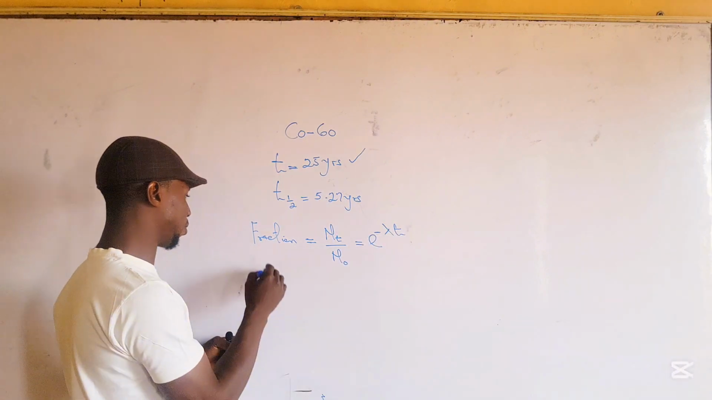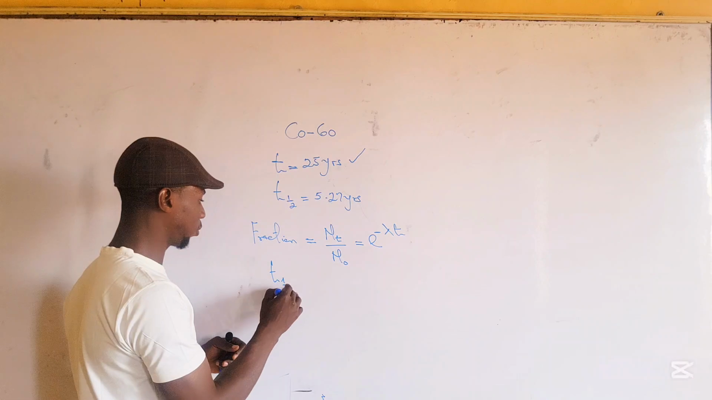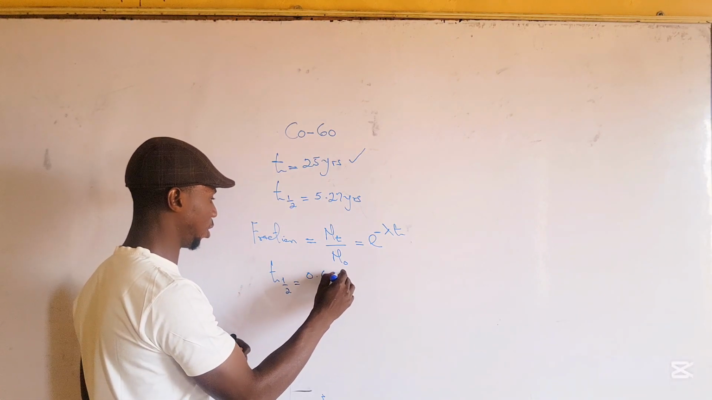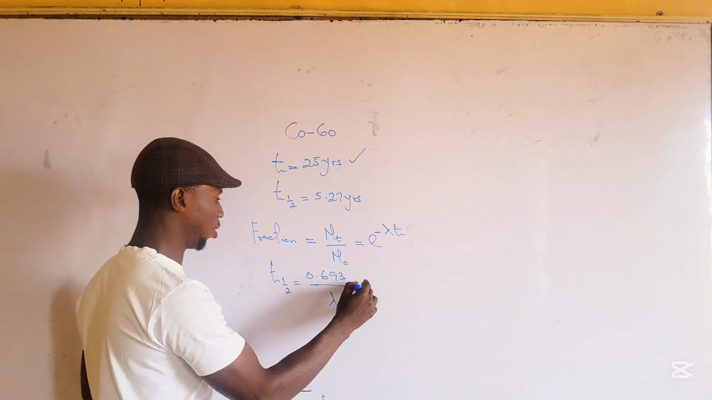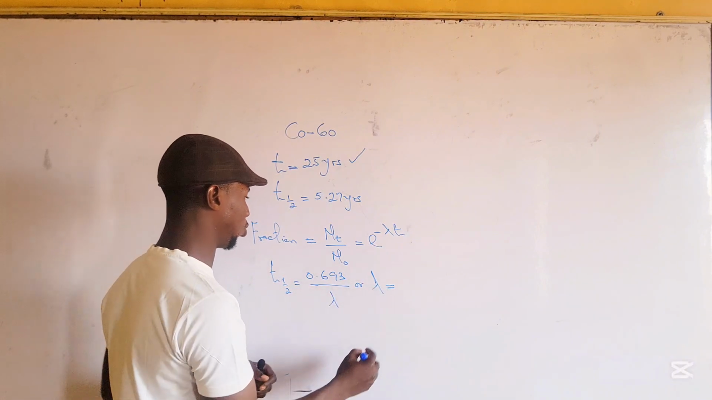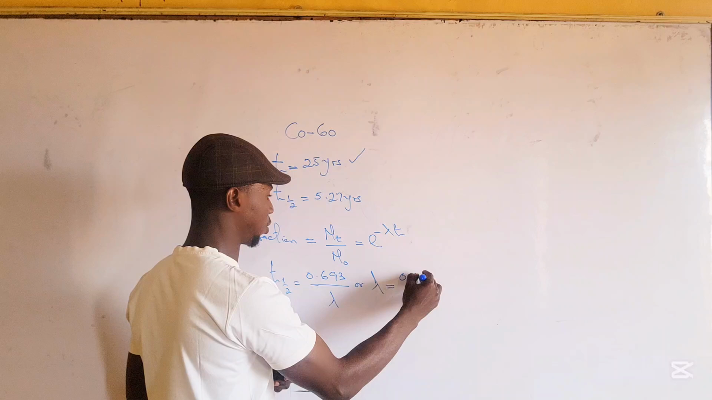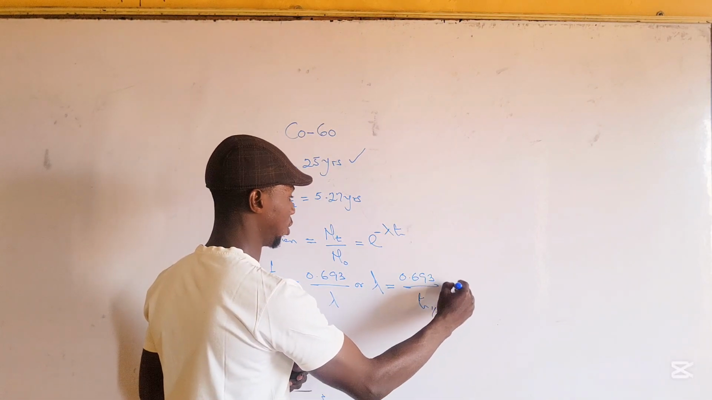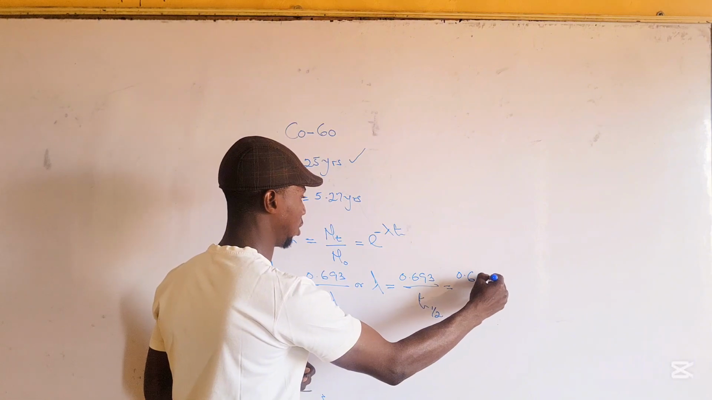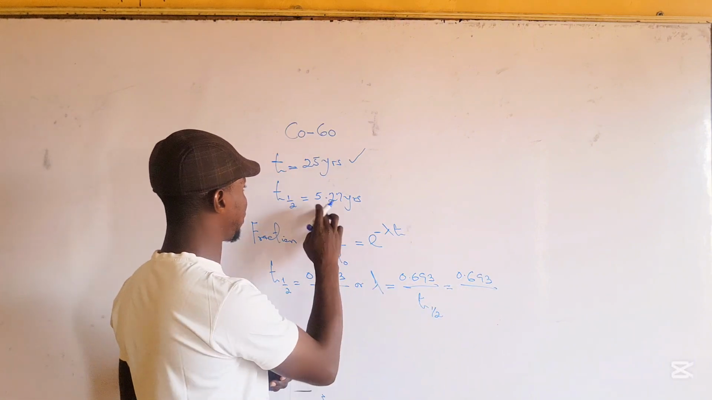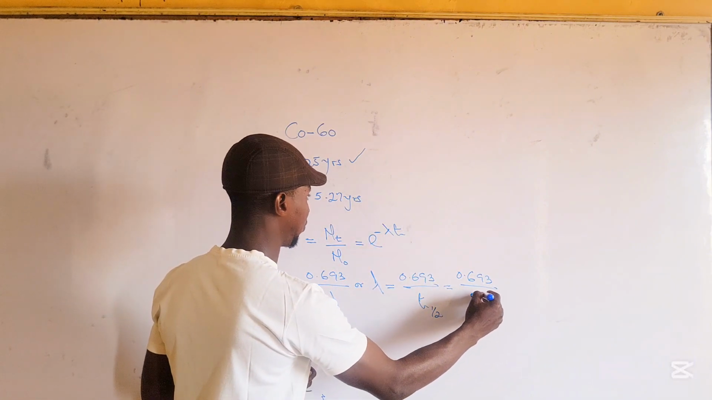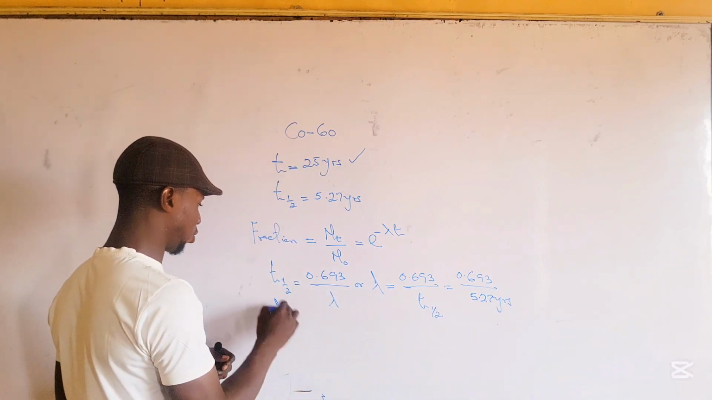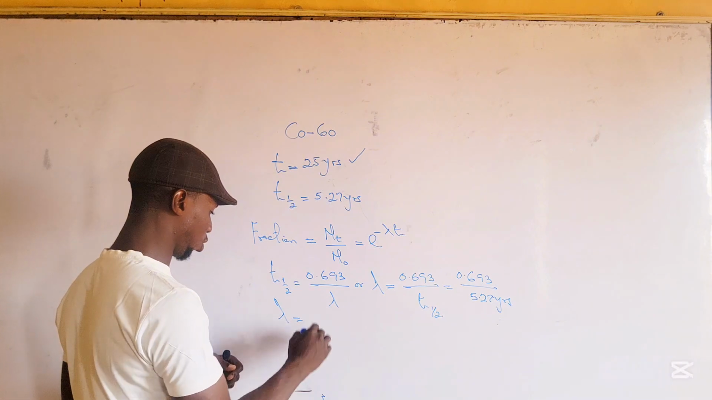Now we can get lambda from saying T half is equals to 0.693 over lambda, or lambda itself is equals to 0.693 divided by T half, which will give us 0.693 divided by our T half, which is already given in the question to be 5.27 years.